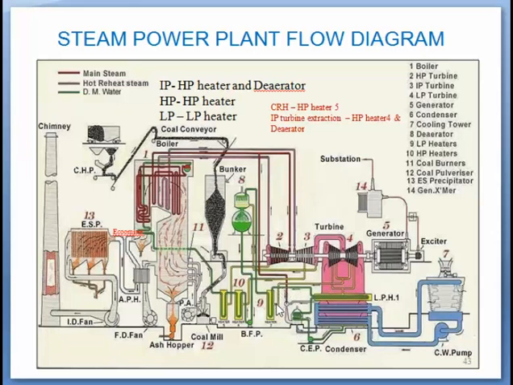During this process of heating in LP heater, the temperature of condensate rises from 45 degrees centigrade to 110 degrees centigrade. This heated feed water goes to deaerator. In deaerator, it is being heated by the extraction taken from IP turbine. You can see here the steam which is extracted from IP turbine for heating of the feed water in deaerator is known as pegging steam.